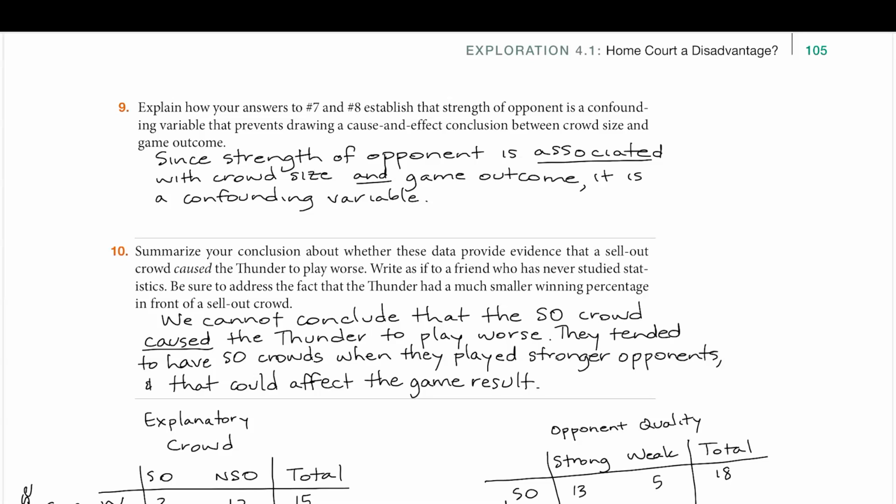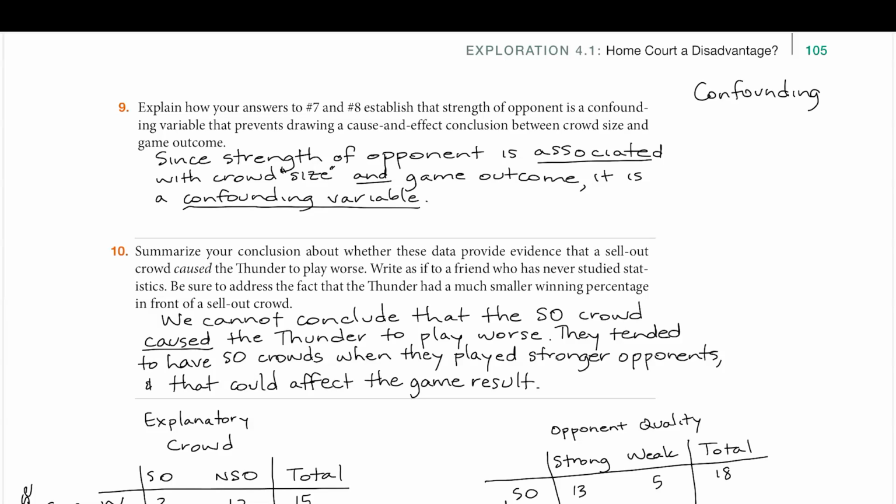So now in numbers 9 and 10, we want to sort of get to the punchline here. What we found is that the strength or quality of their opponent is associated with both the size of the crowd, whether or not it was a sellout, and the outcome of the game. And when that happens, that means that variable, strength of opponent or quality of opponent, is confounding. And when we have a confounding variable, we cannot draw a cause and effect conclusion.